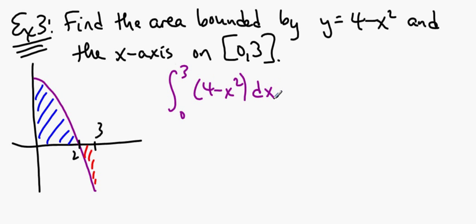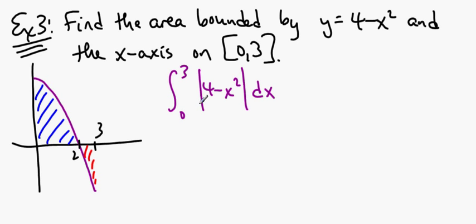4 minus x squared dx, then all of this area would have a positive integral value, but all of this area would have a negative integral value. And so we wouldn't get total area, we'd get net positive area. We don't want that. We want the total area bounded by the parabola and the x-axis. So I don't want to go this way. I actually want to go this way.